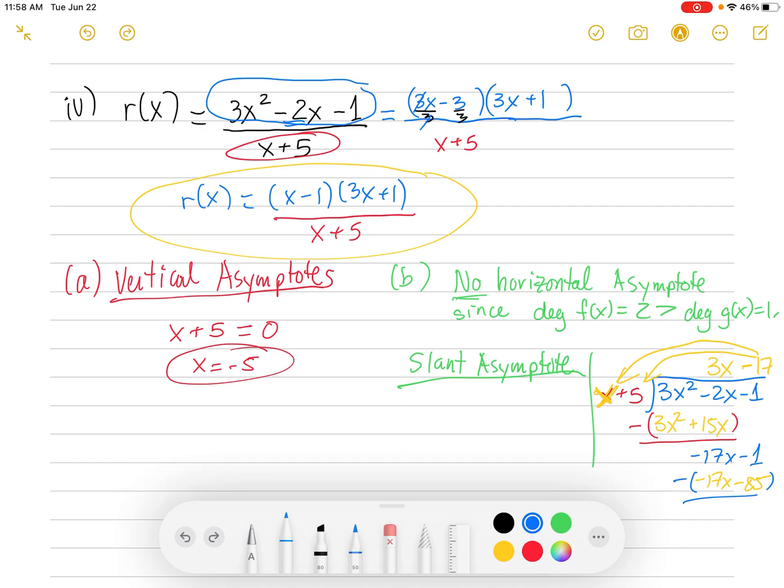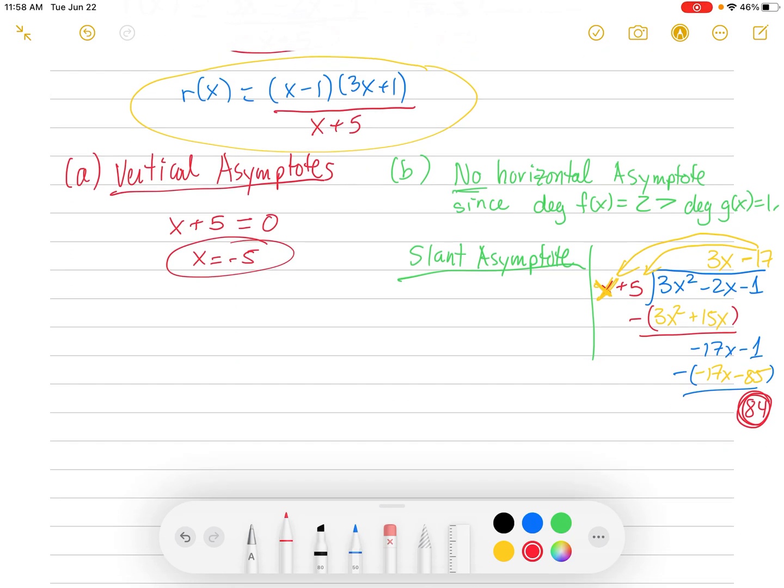Now I'm going to subtract here. So when I take negative 17 in blue minus a negative 17 in yellow, that cancels. When I take negative 1 minus a negative 85, that's the same thing as negative 1 plus 85. That's going to give me a positive 84 down here for a remainder. That's my remainder.